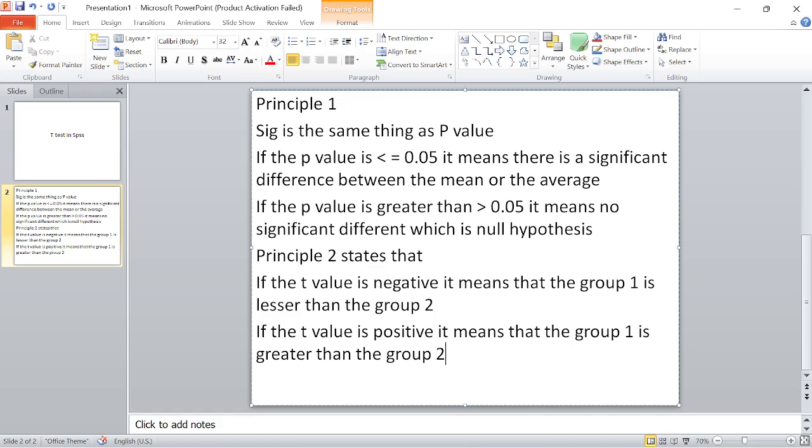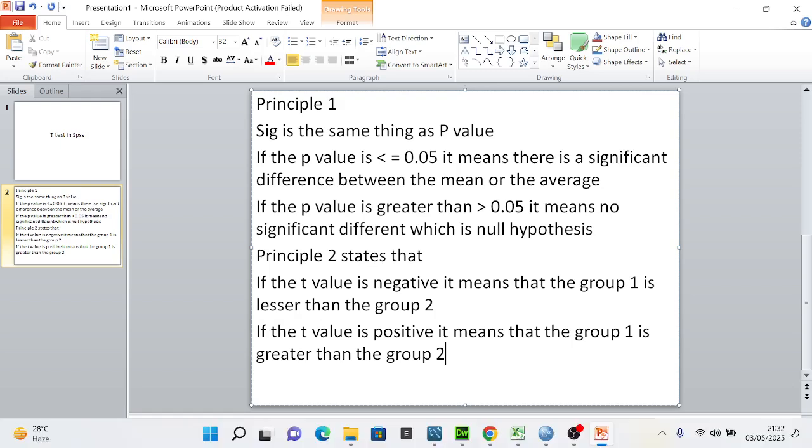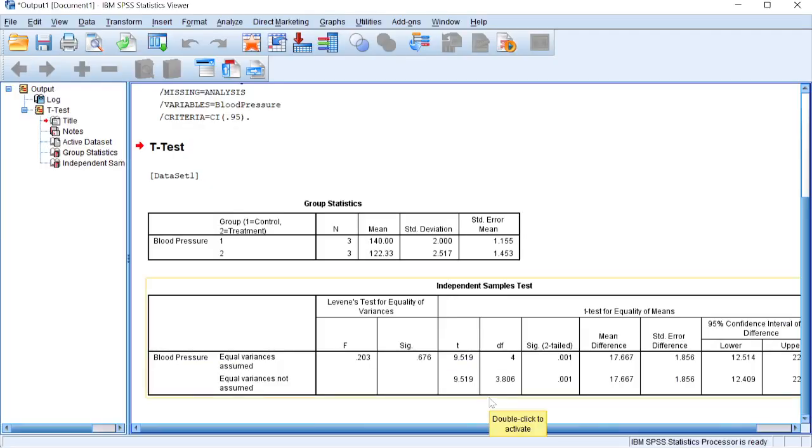Until this one is correct, you cannot perfect your work and be very sure that it's effective. So if the T value is positive, it means group 1 is greater, so let's confirm if it's really true. In this case, the T values are positive. Positive means that group 1 is higher. Can you see that this is correct? Who is group 1? The control is higher. It has a higher mean. So from this, I can tell you with 100% confidence that the drug is working.